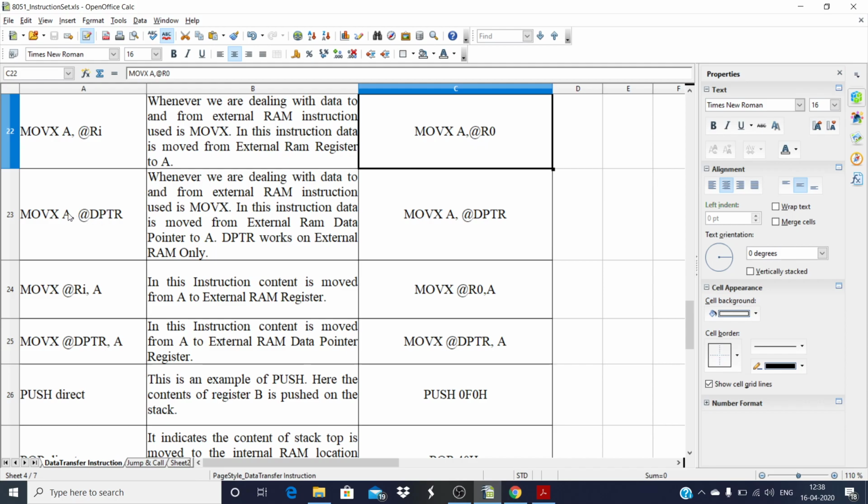Next instruction, MOVX A, @DPTR. In this instruction, data is moved from the external RAM data pointer to A.